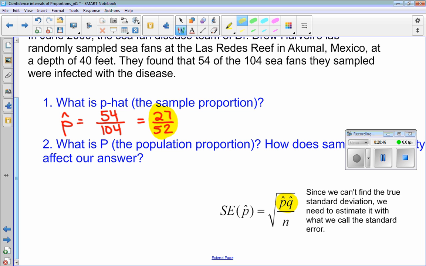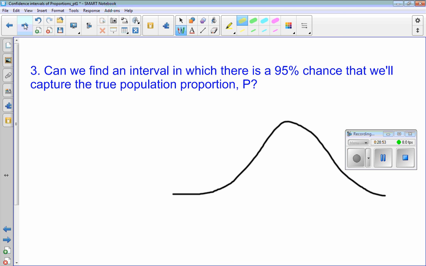All right. The other thing that I have to explain is what does that critical value thing mean? Okay, so let's talk about it. So here's a question. Can I find an interval in which there's a 95% chance that we'll actually capture the true population proportion? Yes. Okay.